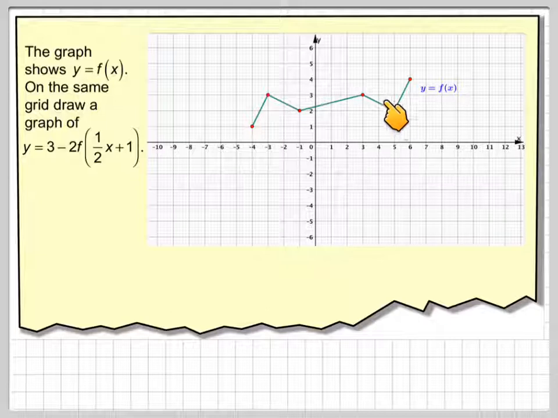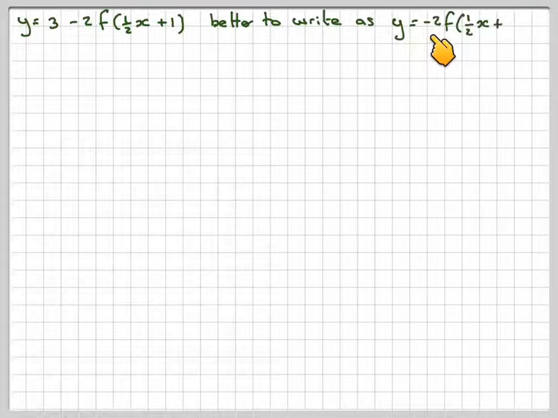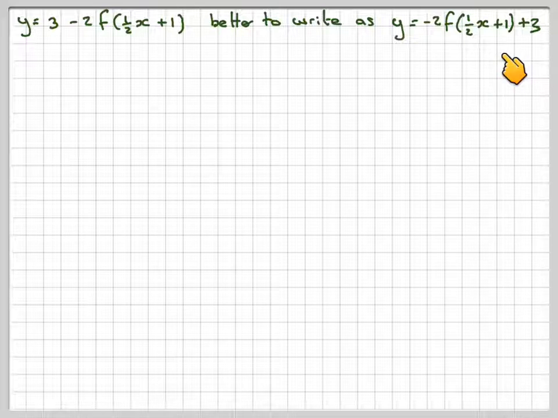Okay, and what we're going to do is use moving the points. We're going to transform the points in order to draw this graph, but we're going to do it stage by stage. So if we've got y is equal to 3 minus 2f of a half x plus 1, it's probably better to write it as y is equal to minus 2f of a half x plus 1 plus 3.